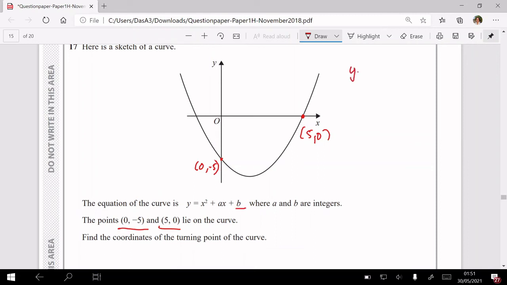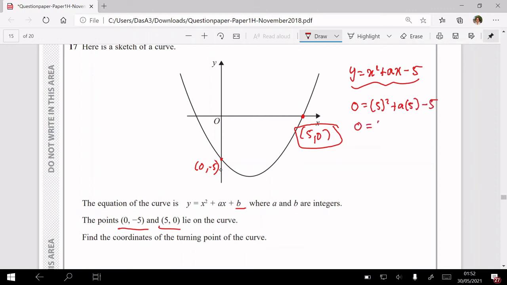which means you can rewrite the formula as y is equal to x squared plus ax minus 5. So you know that one of the x values is 5. What you can do is substitute this point into this equation. So that would be 0 is equal to 5 squared plus a times 5 minus 5.